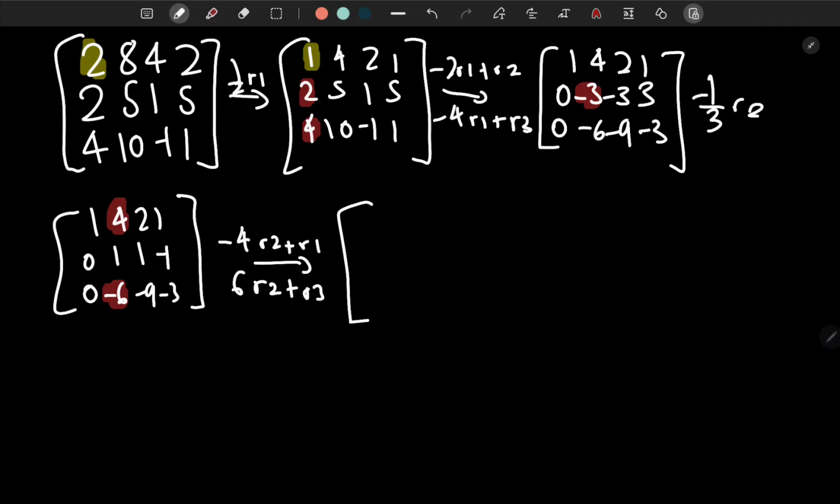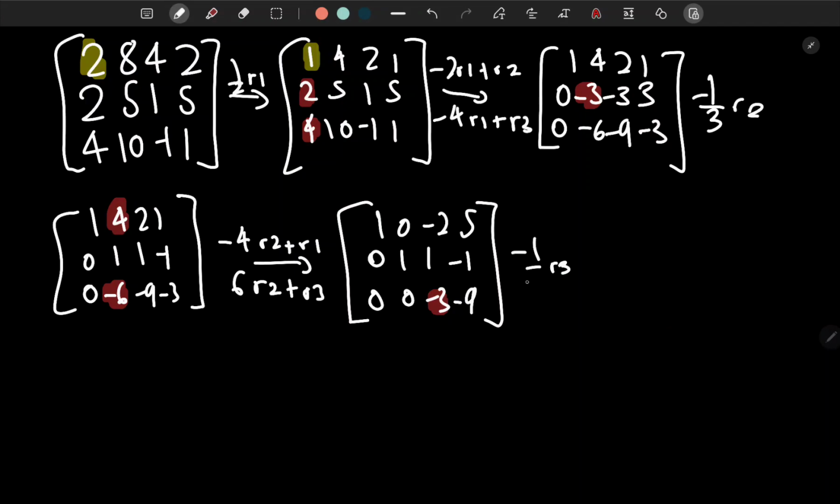Then we are going to be left with 1 0 minus 2 5, and then we have 0 1 1, negative 1, and then we have 0, 0, minus 3, minus 9. So now we are done with the second pivot and we don't have any digits above it and below it. Now our next pivot is going to be minus 3 here. So we need to convert this into, again, 1. So here we can do, again, the same step, minus 1 over 3 R3, right?